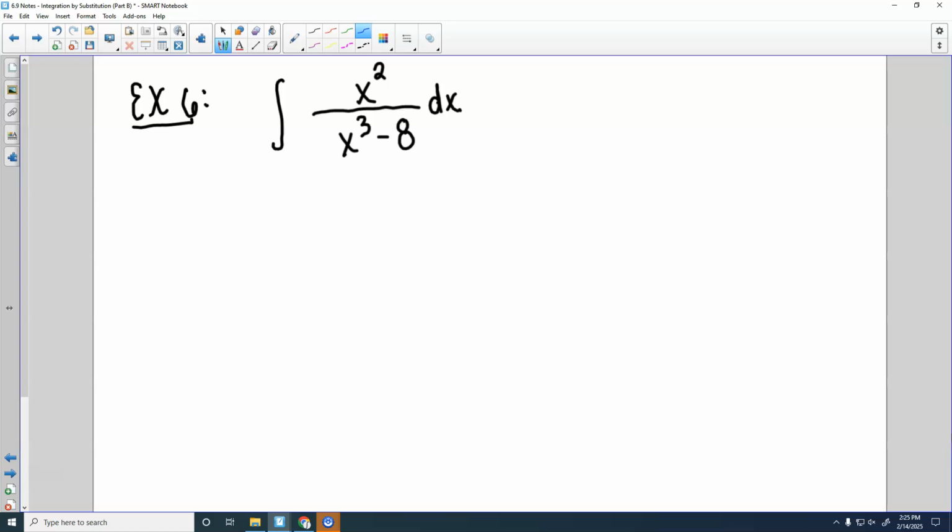So here we are integrating x squared over x to the third minus 8 dx.